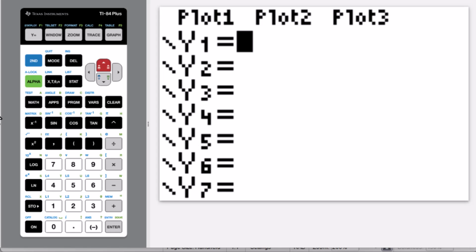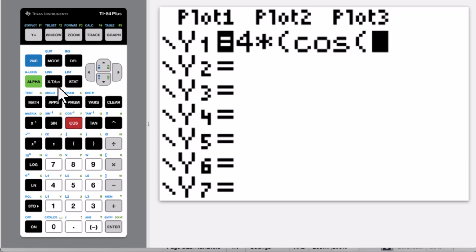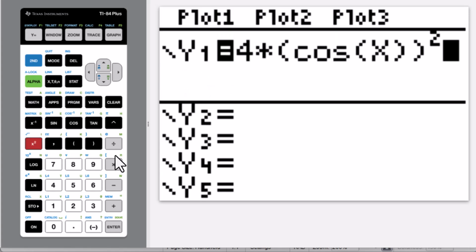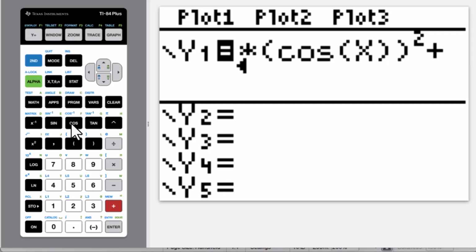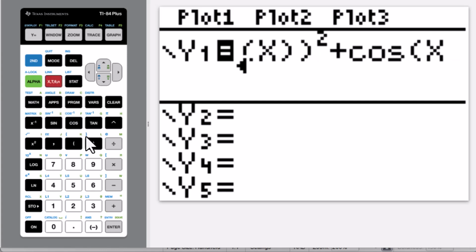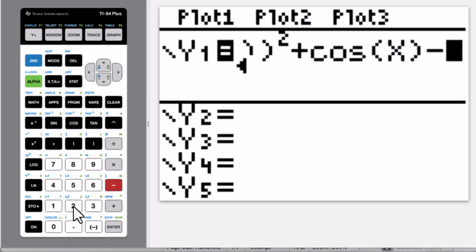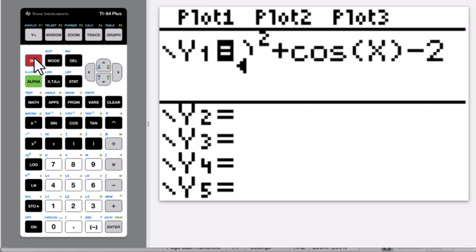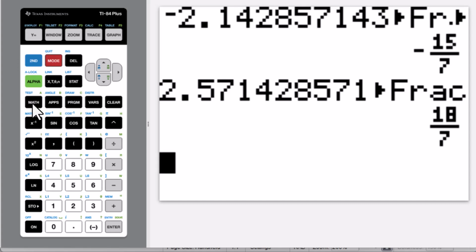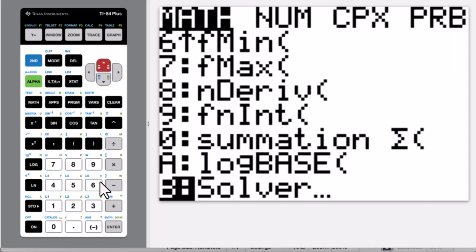Enter. If you are using the TI-84 Plus, do not directly put the equation into the equation solver. Go to Y1: 4 times (cosine x) squared plus cosine x minus 2. Then quit. Go to Math, up arrow, enter.